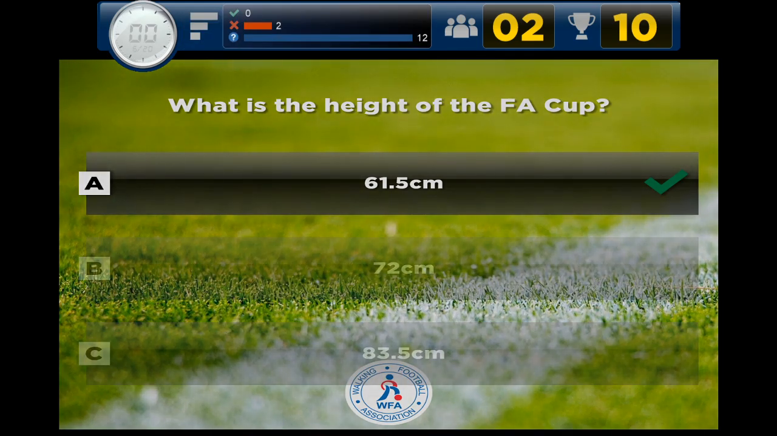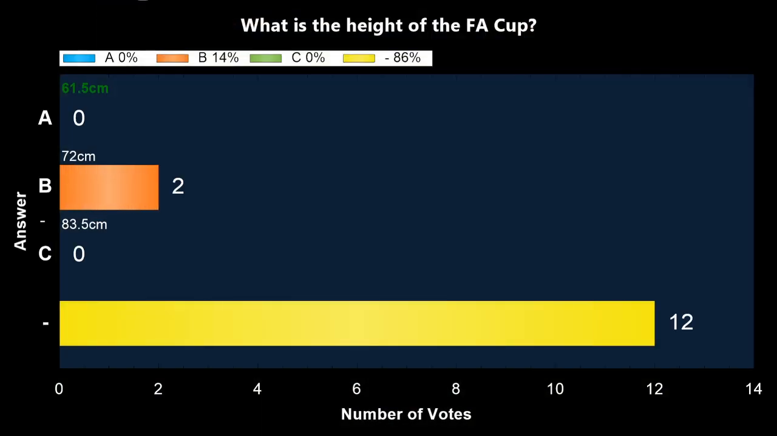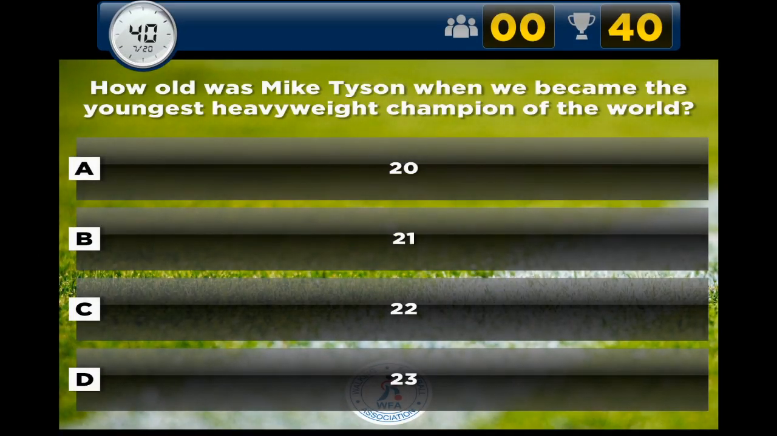Again, looks to be some connection issues there. The answer 61.5 centimetres. Nobody getting that right. We'll move on. So how old was Mike Tyson when he became the youngest heavyweight champion of the world? Was he 20, 21, 22 or 23?